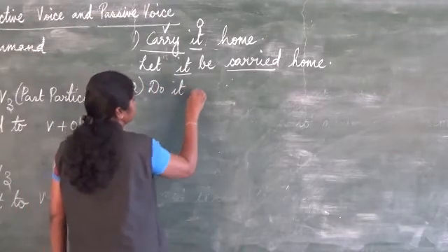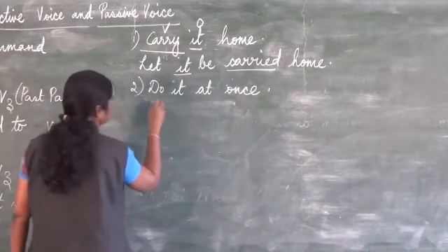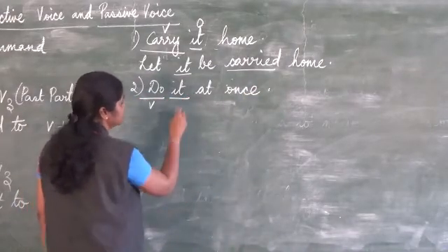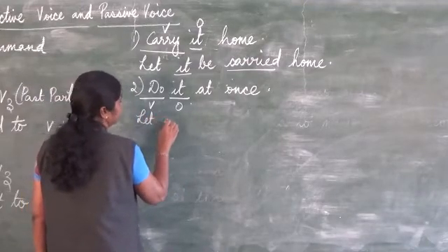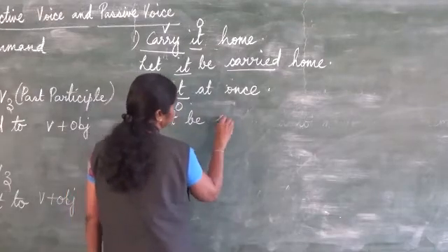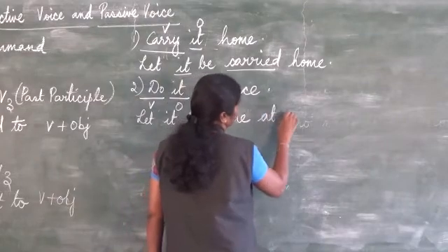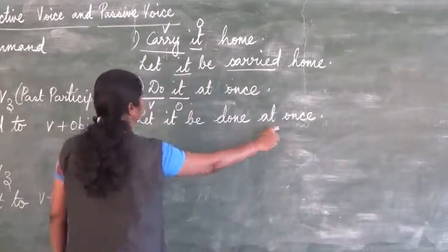Do it at once. Okay, so this do is verb here, it is object. Okay. So let it be, past participle of do is done. The remaining part you can write it as it is. Okay. Let it be done at once.